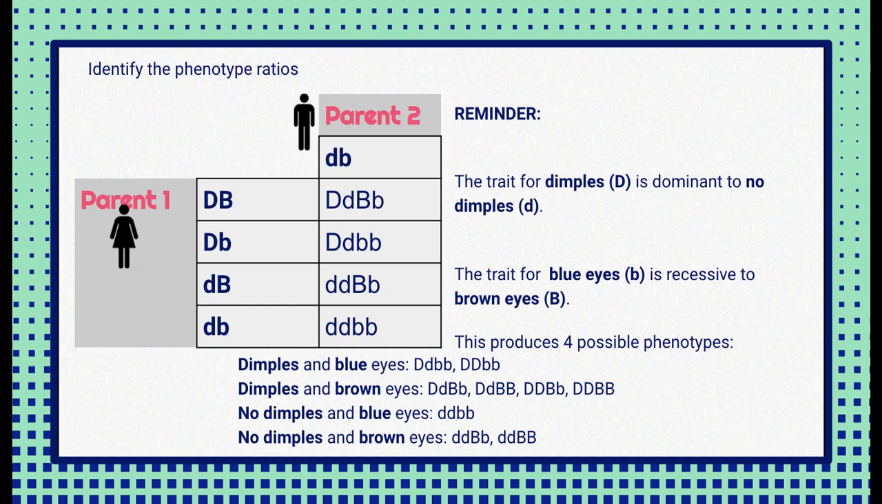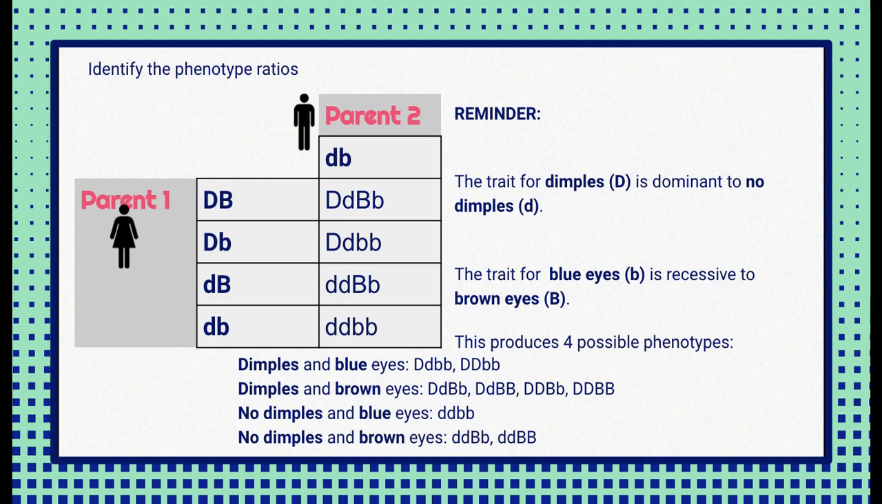The trait for dimples is dominant to no dimples, and the trait for blue eyes is recessive to brown eyes. So it produces 4 possible phenotypes. Phenotypes is the physical expression of the trait. So what does the individual actually end up looking like? What are the traits that they have? These are the 4 possible phenotypes, along with the genotypes that code for each of these traits.